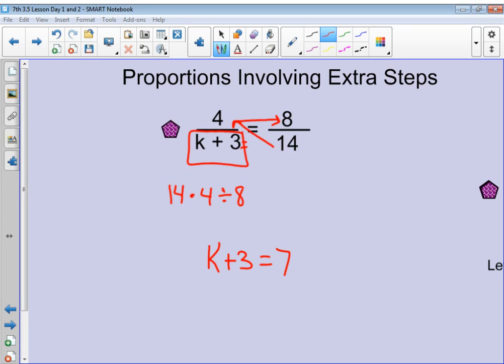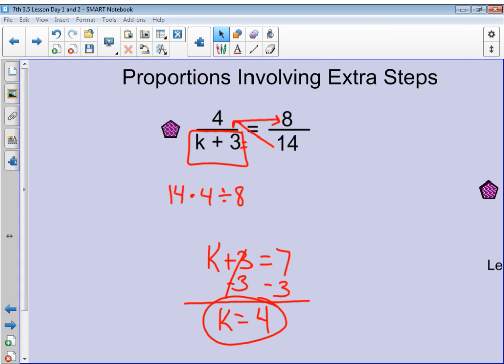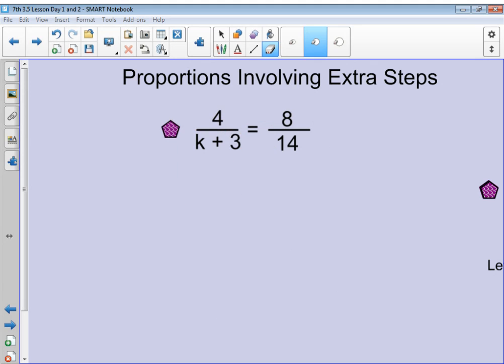So to get k by itself, minus 3. k equals 4. Most common mistake: kids will think that the answer of 7 is what k should be. But remember, it's the letter plus 3 equals that 7. So make sure that you're doing that second step, because that's the most common mistake.